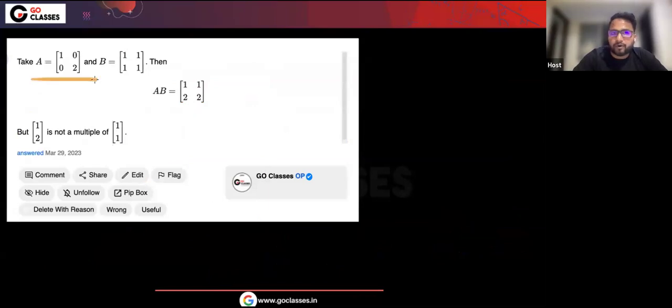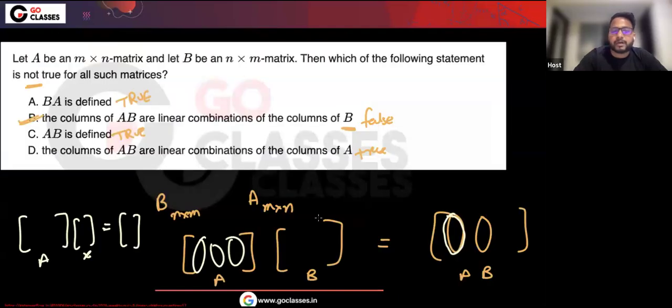So here in one of the answers we have given an example. Let's suppose A is this and B is this, then AB is this. So 1 2 is not a multiple of 1 1, right? I mean 1 2 is actually a linear combination of this or this or this. Okay. Anyway, but I hope you understood.